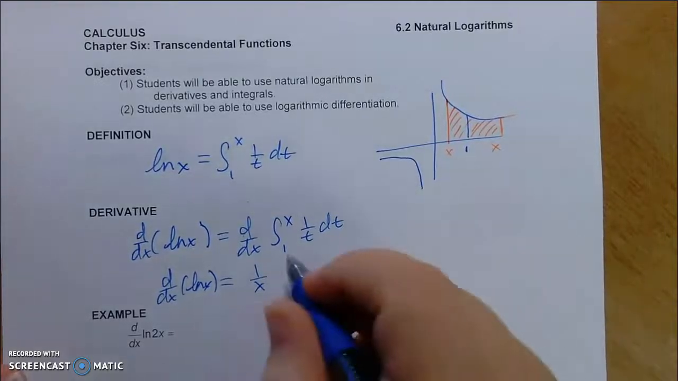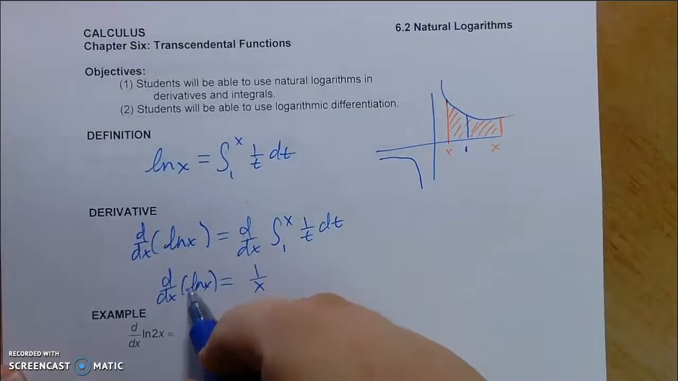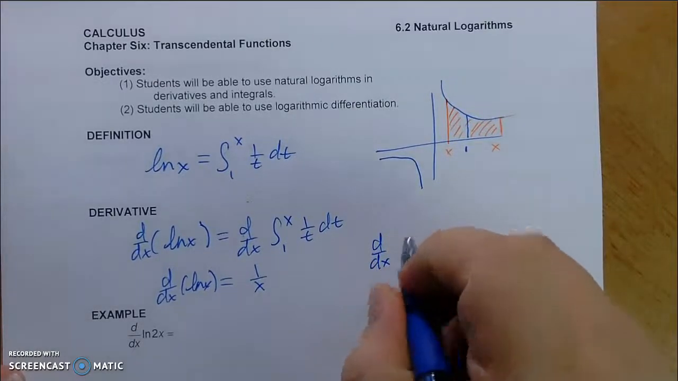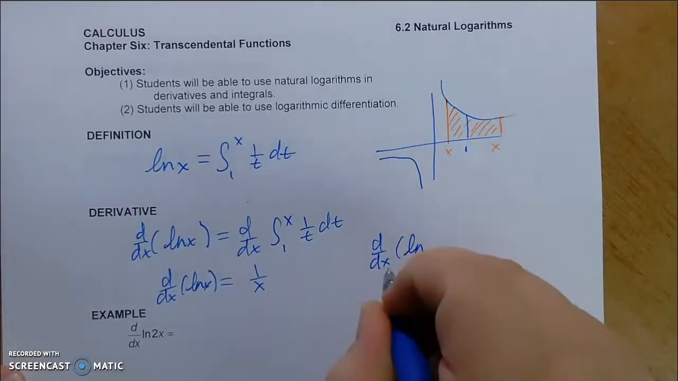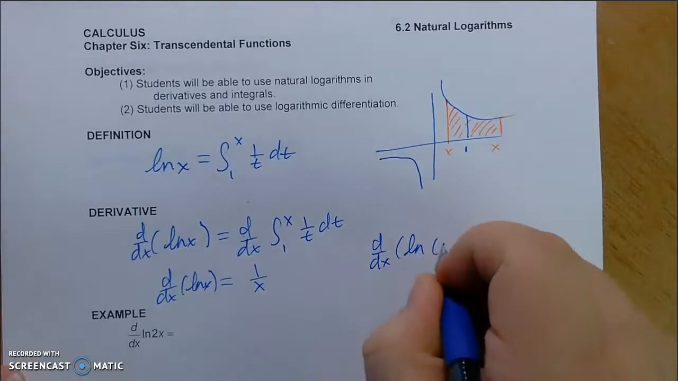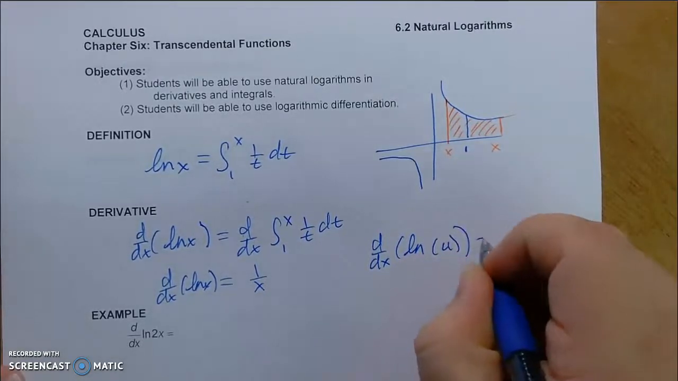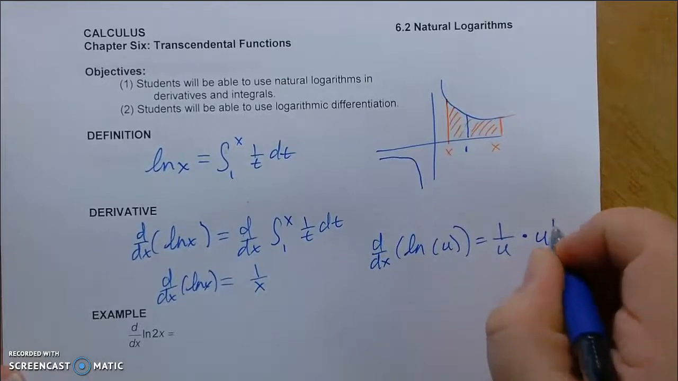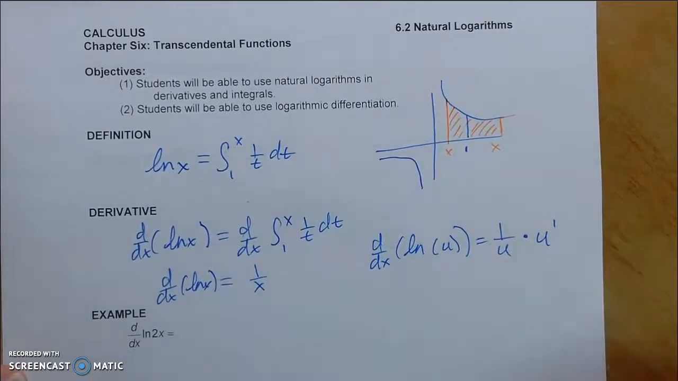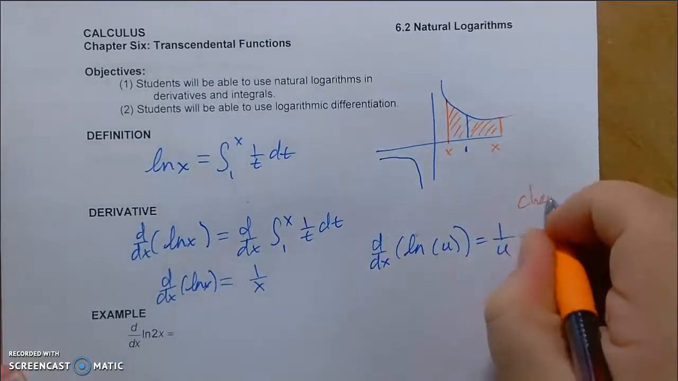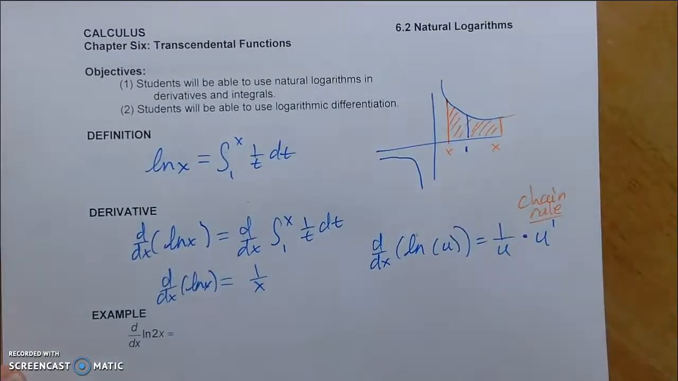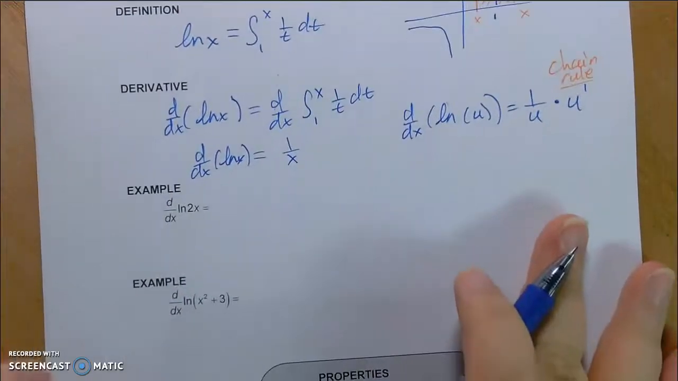Not bad. If that's a function, so if it's natural log of something, say it's a function of u, then we have the derivative of the natural log of some inside function. That's just going to be 1 over whatever's inside times the derivative of the inside. And that is just the chain rule. Okay, so let's practice that with these examples here.